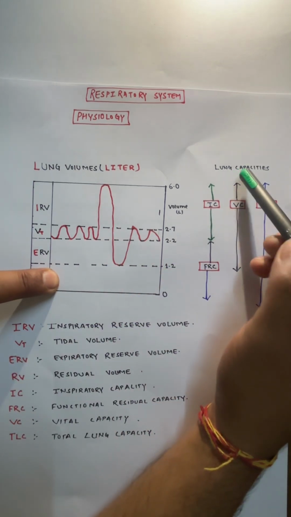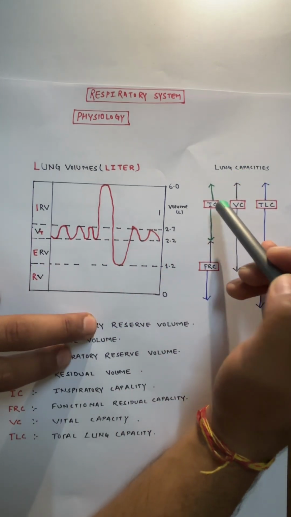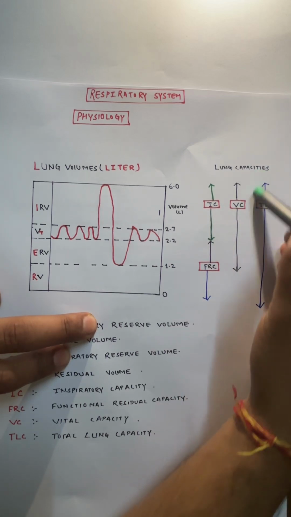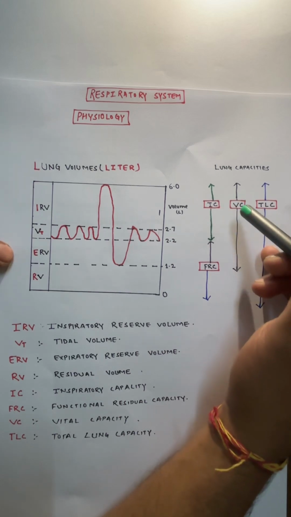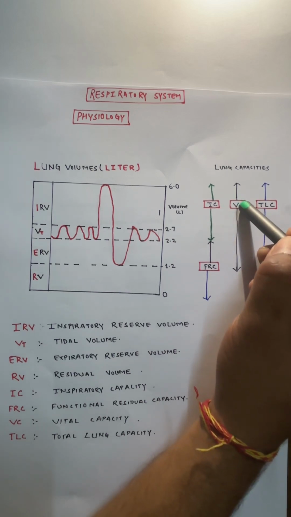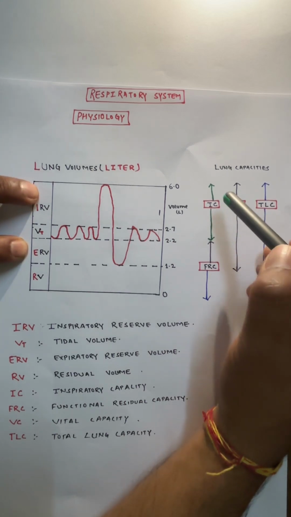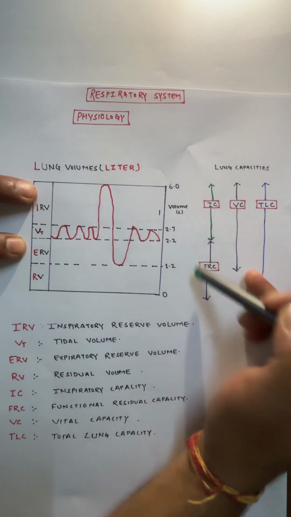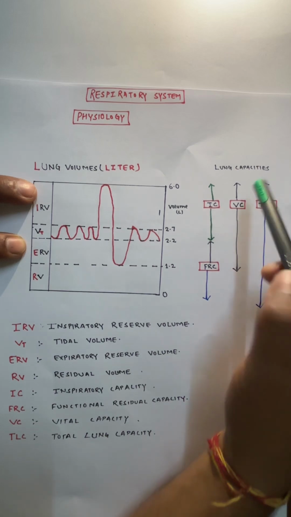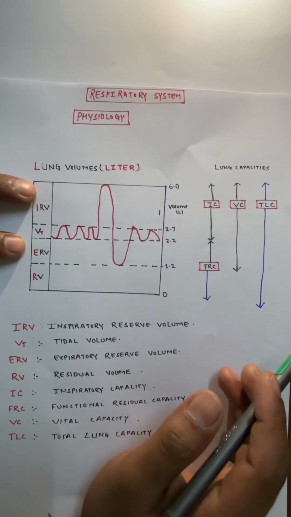Now talking about the lung capacities, this is total lung capacity. This is vital capacity, adding these three. And this is inspiratory capacity, plus functional residual capacity is this much. So this is all about this figure.